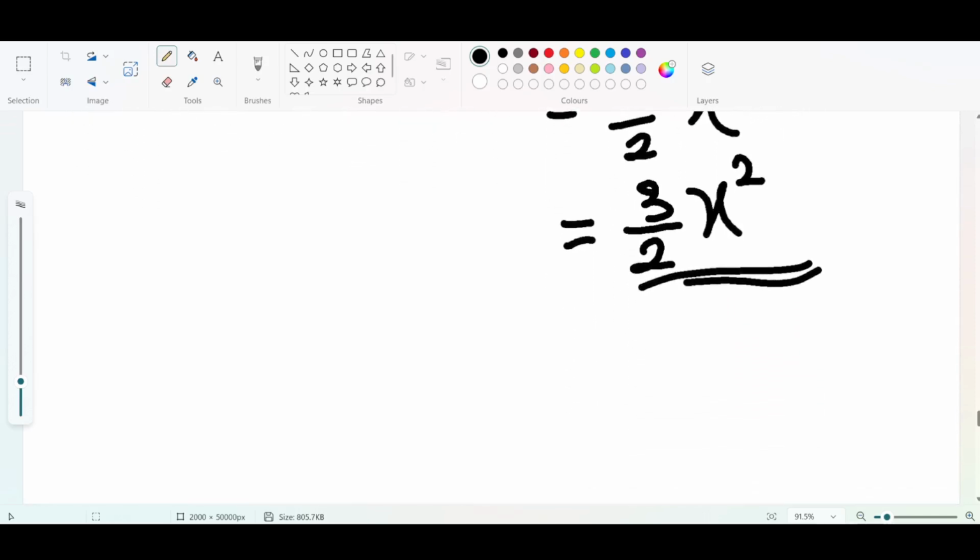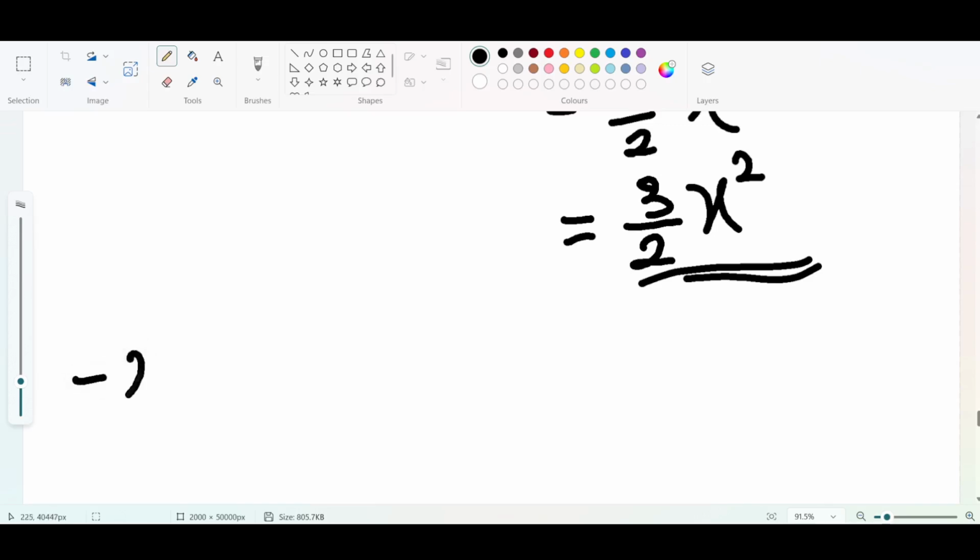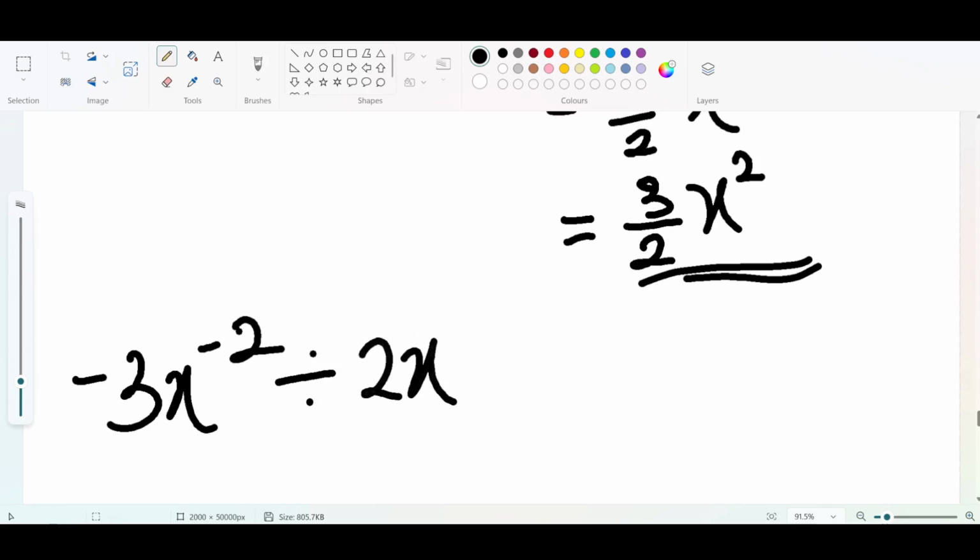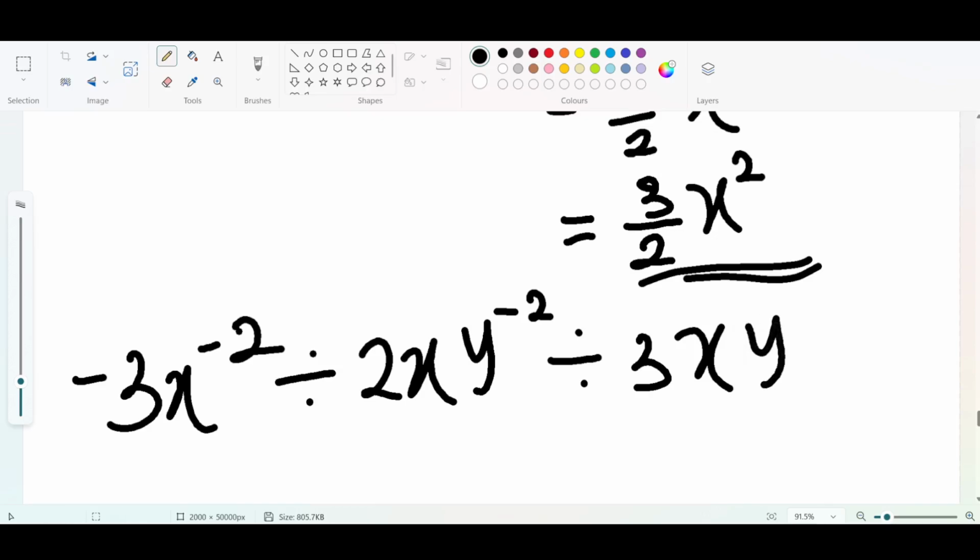So let's see another example. Minus 3 x raised to power minus 2 divided by 2x, then y raised to power minus 2, then divided by 3x, y raised to power 4, or let's raise to power 5.